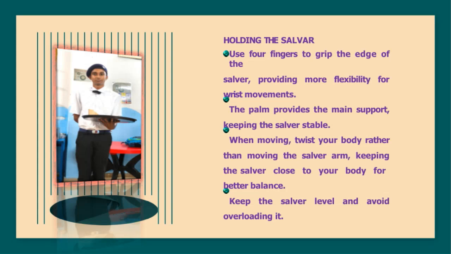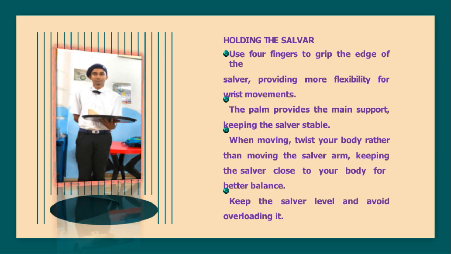When holding the salver, it's best to use 4 fingers to grip the edge. This gives you more flexibility in wrist movements, making it easier to handle. The palm acts as the main support, helping to keep the salver stable while you're working. When you need to move the salver, try twisting your body instead of just moving your arm. This technique helps maintain control and reduces strain.